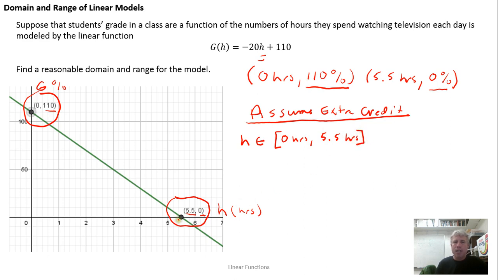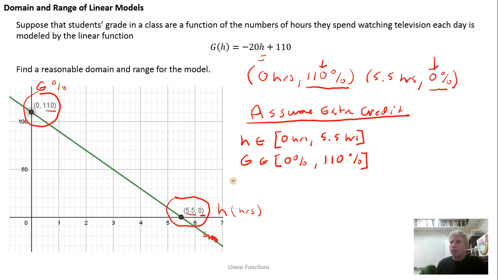We wouldn't want to go past 5.5 hours on this model, because if we go past 5.5 we get negative percentages, and negative percentages aren't possible. So then for the range, we would identify what are the potential outputs, and the outputs go from 0% all the way up to 110%. So for our range, we would say the grades are going to be an element of the interval that starts at 0% and goes all the way up to a possibility of 110%. So again, we want to give the numbers in interval notation in ascending order from smallest to largest.